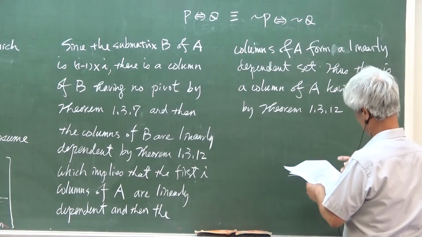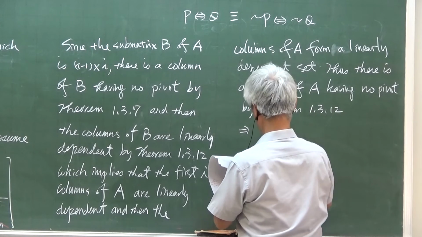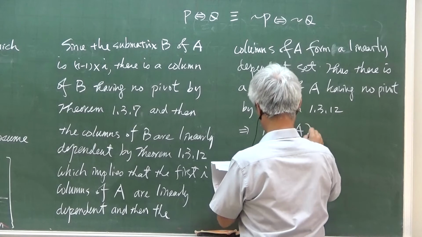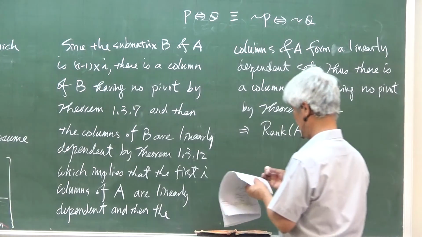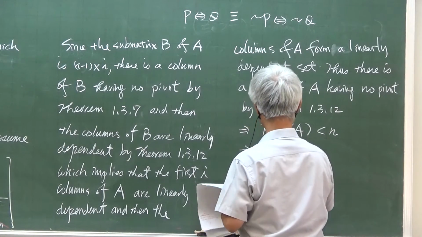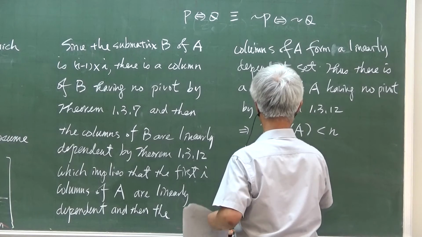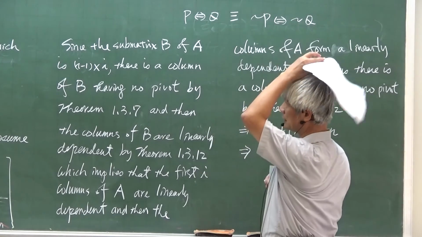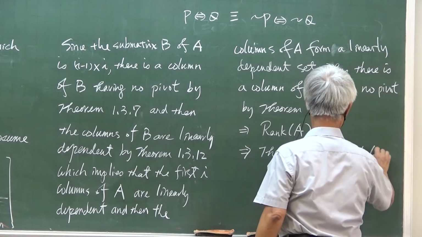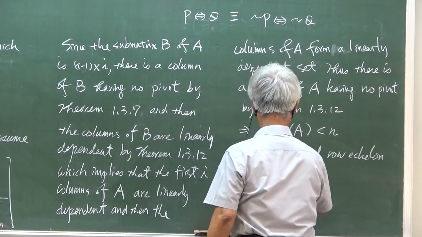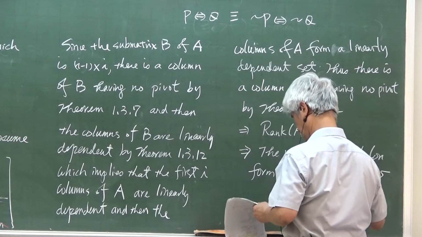Okay, so now we have no pivot. All right, so this implies that the rank of A is less than n, and this implies that the reduced row echelon form U has a zero row. Okay.